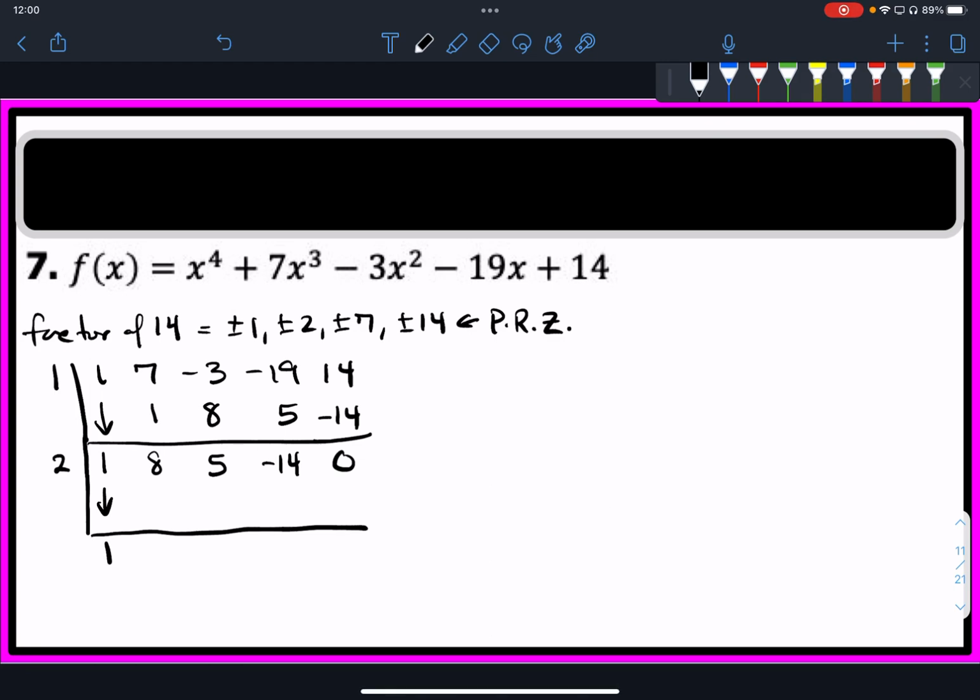So I'm going to test +2. So we have 2. This is 10, 20. No, 25. No. So +2 did not work. This is 50. And no, it's not going to give me 0. So we're going to have to try something else. Let's try -2. Let's see if -2 works.